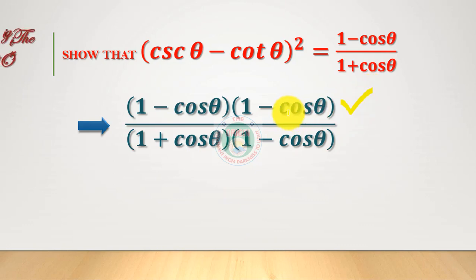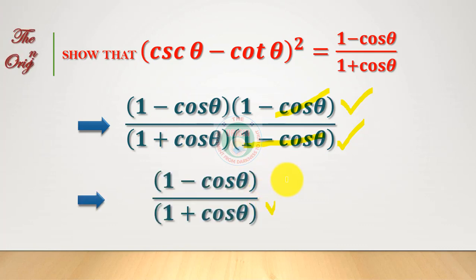Numerator is 1 minus cos theta into 1 minus cos theta and denominator is a plus b into a minus b form, that is 1 plus cos theta into 1 minus cos theta. Here 1 minus cos theta and 1 minus cos theta get cancelled. What are the remaining terms? 1 minus cos theta by 1 plus cos theta. So this is the required one. This is also 1 minus cos theta by 1 plus cos theta. It's an important problem. Here, see what type of conversions you need to do to get the solution easily, and then simplify the problem.